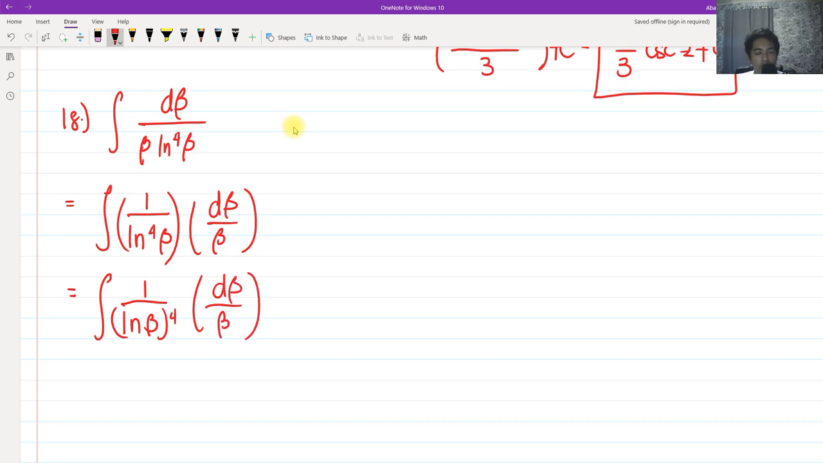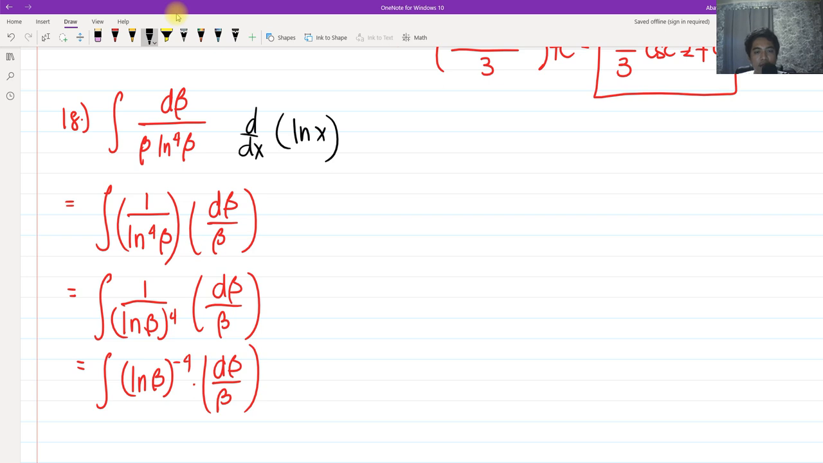What are we going to do here instead? We reciprocate the ln beta by negating its exponent. In that way, we can see what to do with the integral. As you can see, this is ln of beta, and the derivative of ln of beta is d beta all over beta, just as the derivative of ln of x is dx all over x, or 1 all over x.